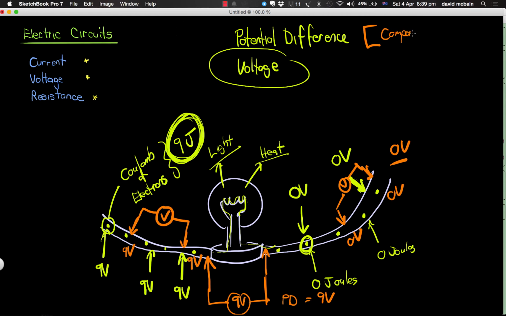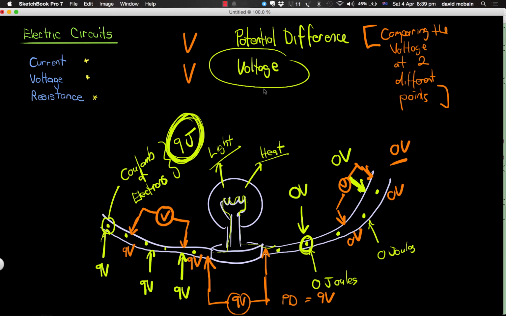Comparing the voltage at two different points, whereas voltage is just a measure of the energy per coulomb at any given point. Both of these are measured in volts, okay? We measure potential difference in volts and we measure voltage, obviously, in volts.